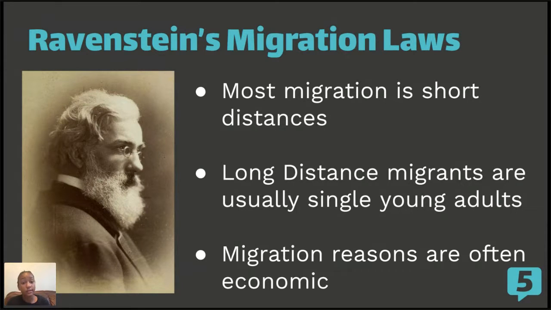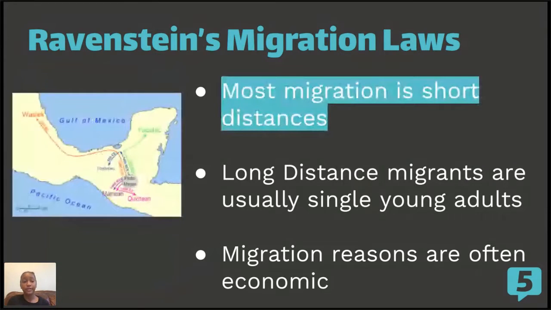So there are 11 laws, 11 theories of migration that Ravenstein came up with, but I've combined them into 3 key points, and I'm just going to summarize them for you here. So the first one, most migration is short distances. So in most cases, migrants are going to travel short distances. This is largely due to a factor or a phenomenon called distance decay.